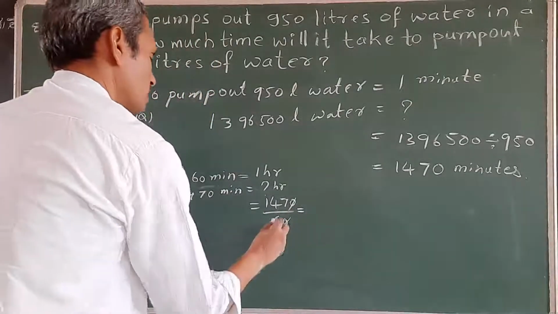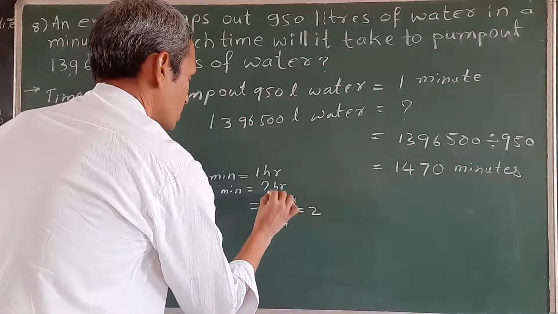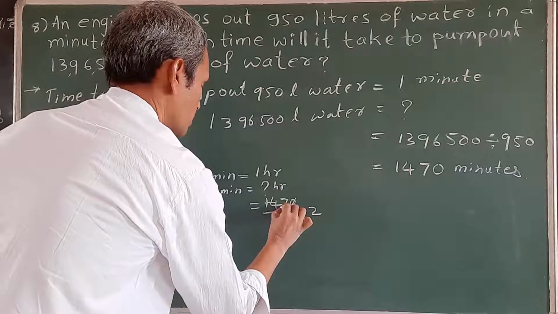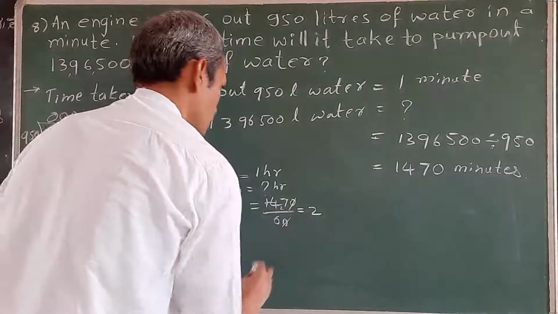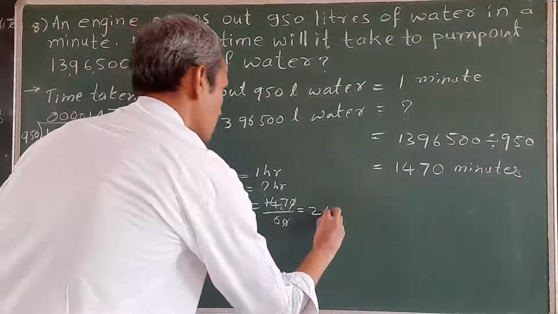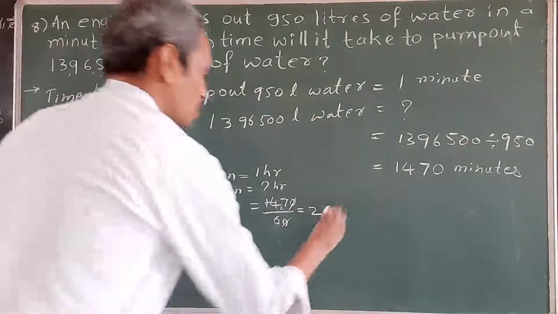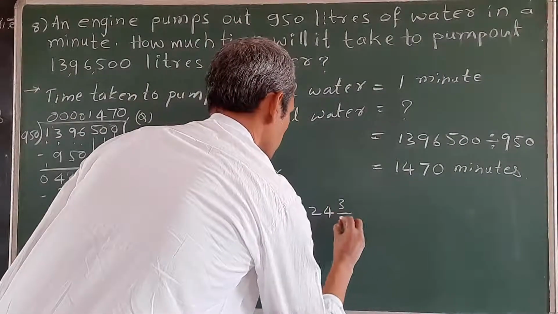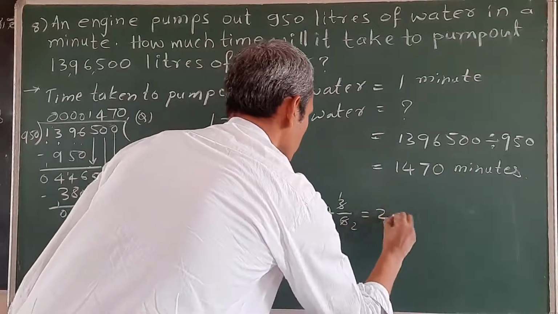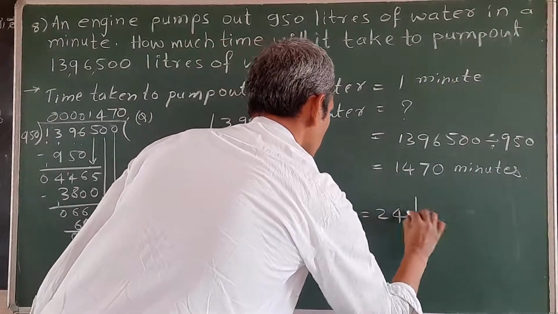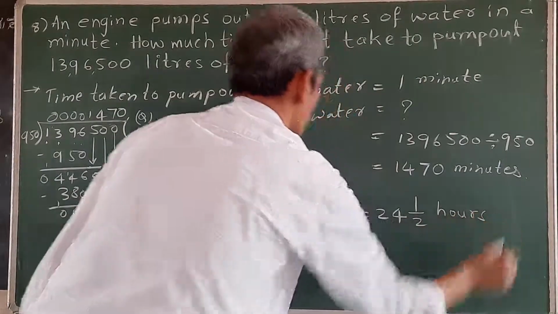Here 6 twos are 12, 2 remains. 6 fours are 24, and 3 remains here. This is written here, 3 ones are 3. This one is 24.5 hours required.